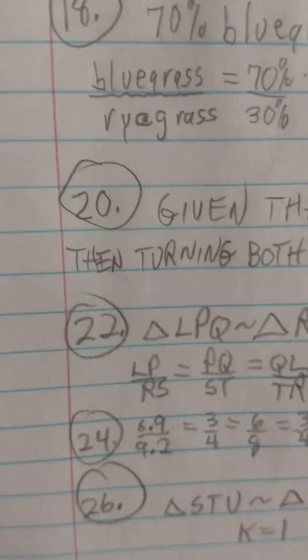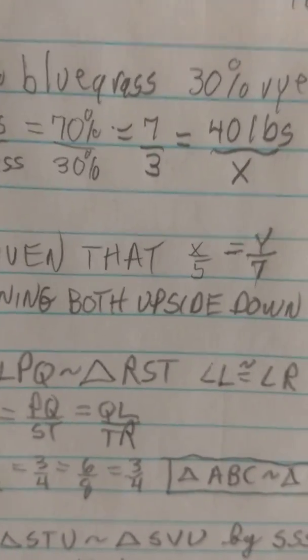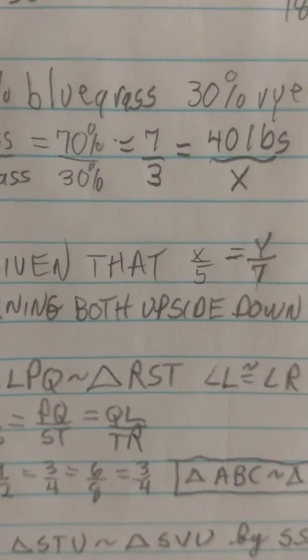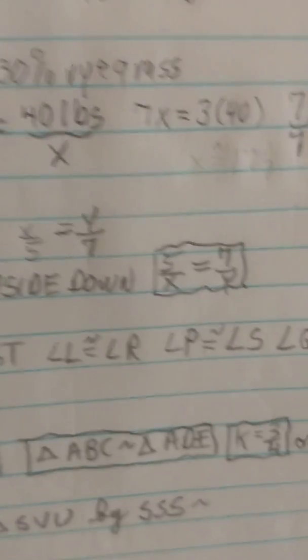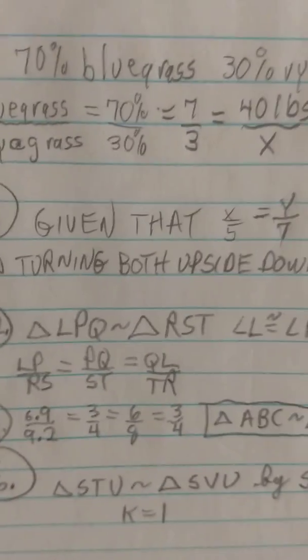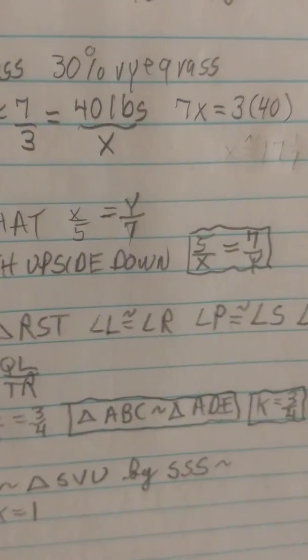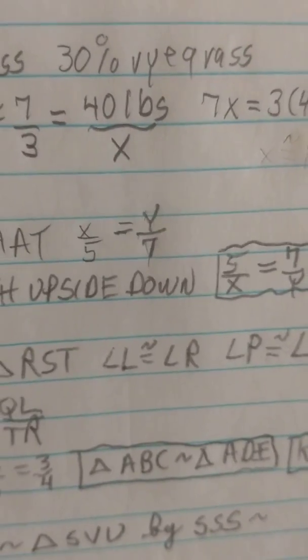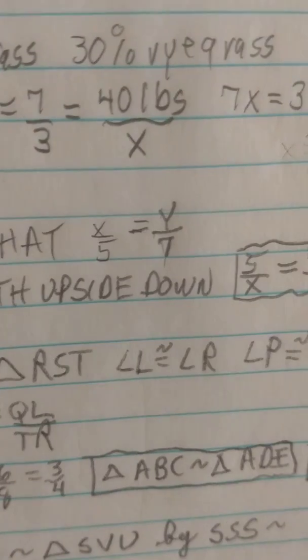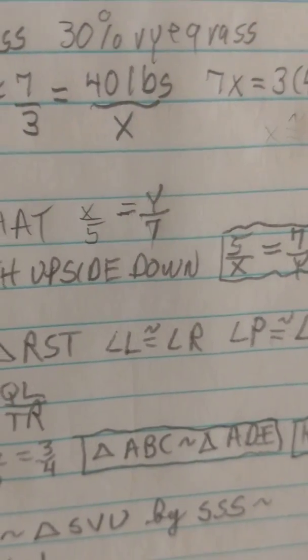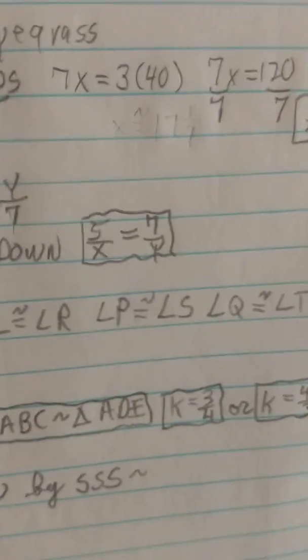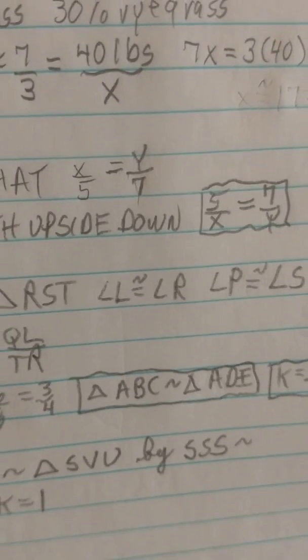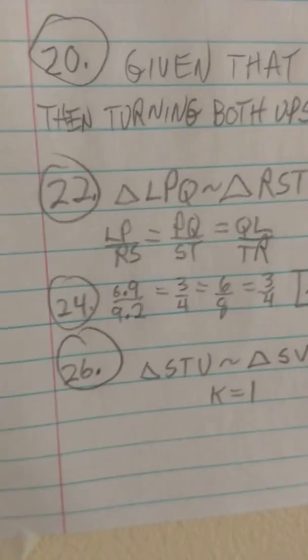Okay? Now number 20 is a real simple one. x over 5 equals y over 7. If we turn both sides upside down, we can see that 5 over x equals 7 over y. And if we cross multiply them, we see that we still have 7x equals 5y. So the cross multiplying works whether it's right side up or upside down.